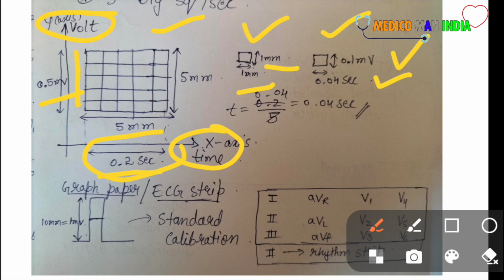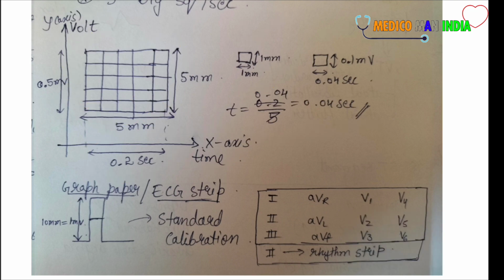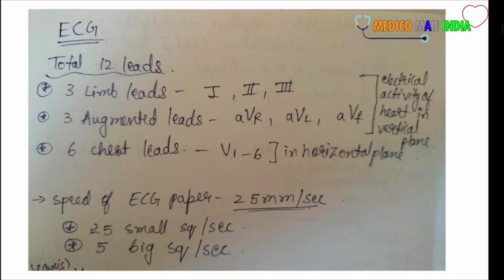When 0.2 is divided by 5, as there are 5 small boxes, one big box contains 5 small boxes lengthwise. When 0.2 is divided by 5, we get 0.04. You can understand by this. Therefore, 25 mm per second indicates 25 small squares move in 1 second. 5 small squares constitute one big square, so 5 big squares pass in 1 second.